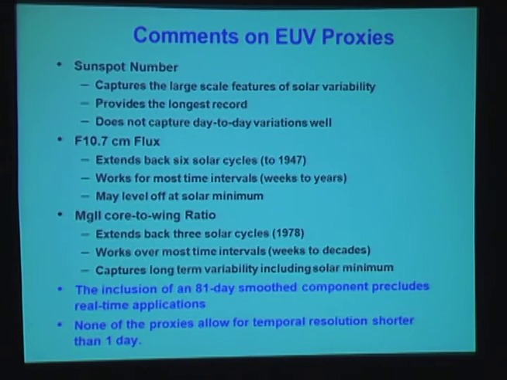So, I'm almost done here. In terms of the EUV proxies, sunspot number, unless you want to go look at what happened at the Maunder minimum, and I wouldn't even hazard a guess as to whether sunspots can represent EUV flux back that far. I wouldn't even use it. F10 is a very good proxy, but it may start to level off at solar minimum. We may see this as more and more of a problem.